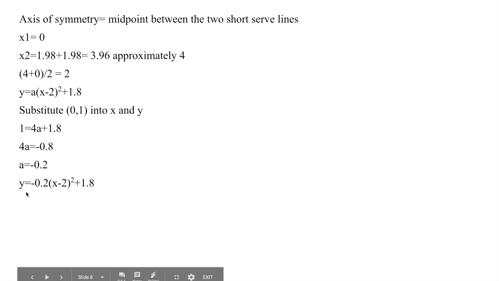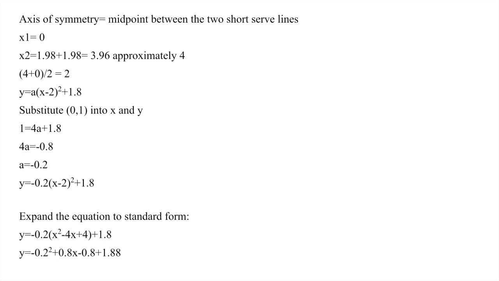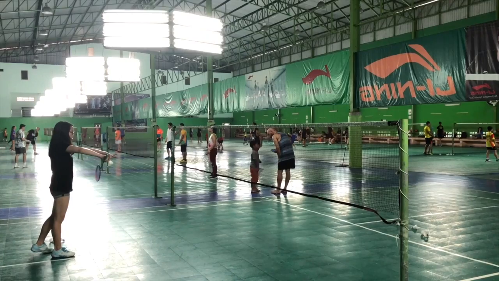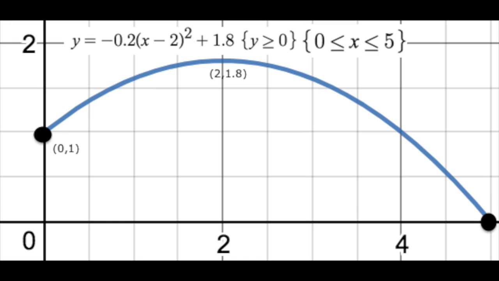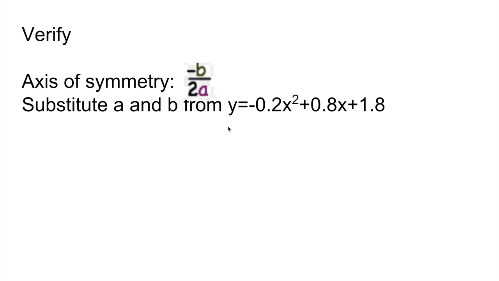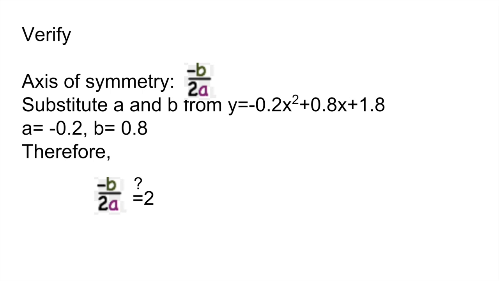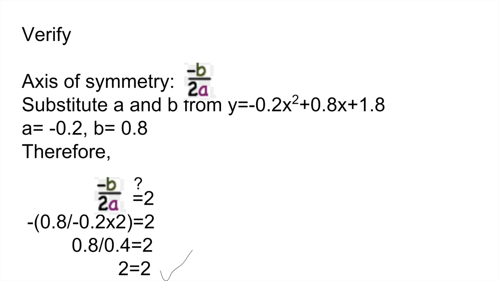However, they asked for the standard form, so I have to expand it and turn it to standard form, in which the answer is negative 0.2x squared plus 0.8x plus 1. This is the model of the equation found, and this is the graph of the model. The key points include the maximum point and the y-intercept. For the verification, I substituted the a and b values of the answer found into the axis of symmetry formula, and it is equal to the midpoint we found.